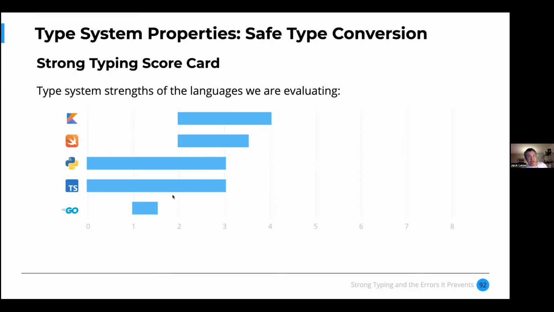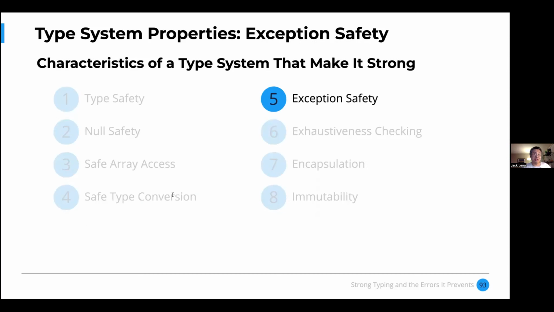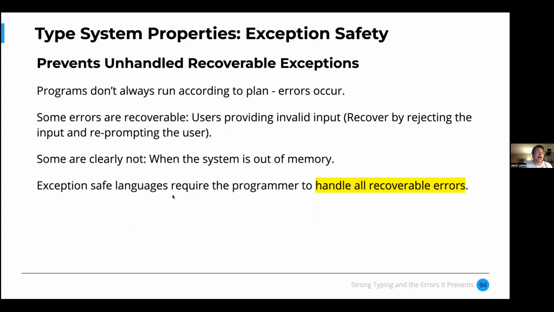So this is where we are now with type conversion. Let's go next to exception safety. And exception safety is an interesting one because I think with language design you kind of have to, because exceptions are going to happen, and some exceptions you really cannot do anything about, right? So the idea is you take errors and you separate them into recoverable errors versus non-recoverable errors.